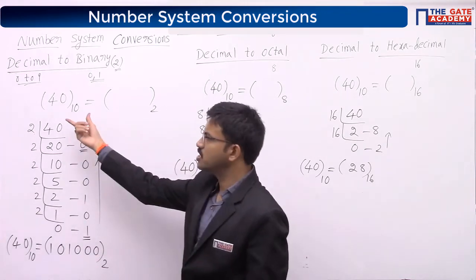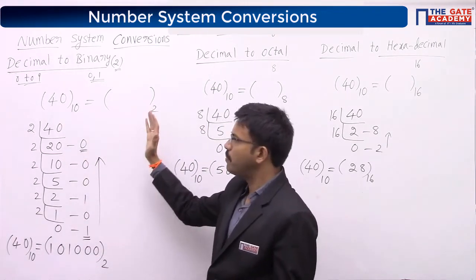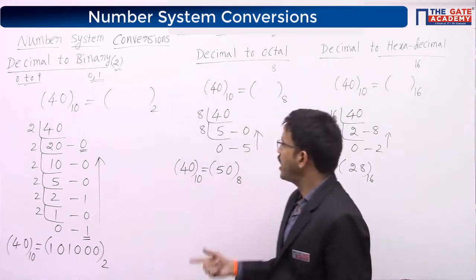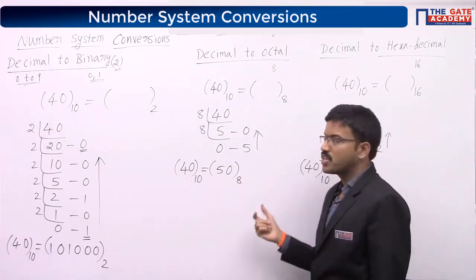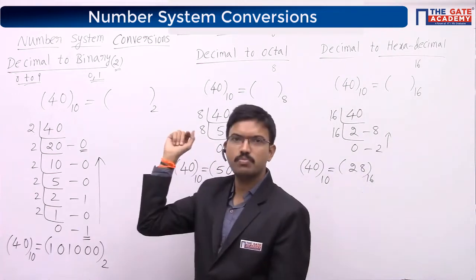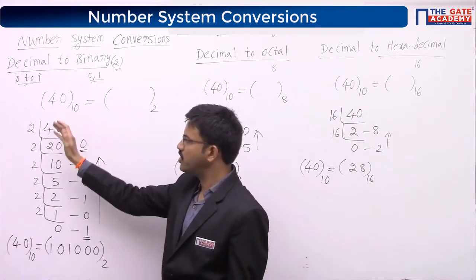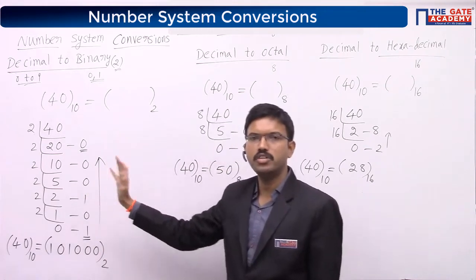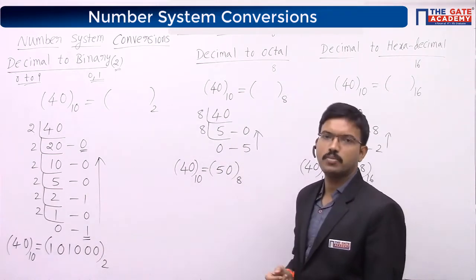Okay, so here first we have converted for integer part. I have taken one decimal number 40. I have converted into binary. I got like this. I have converted into octal. I got like this. Similarly, I have converted into hexadecimal. Here we have done for integer part. For integer part, we have done repetitive division. Now we will consider the fractional part.